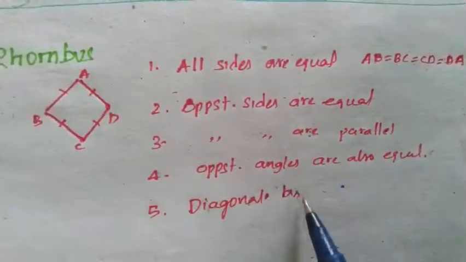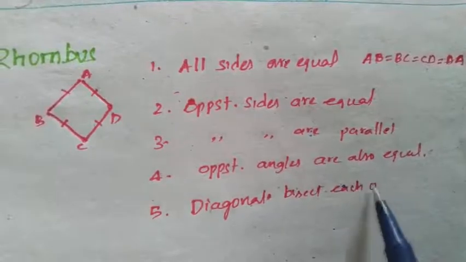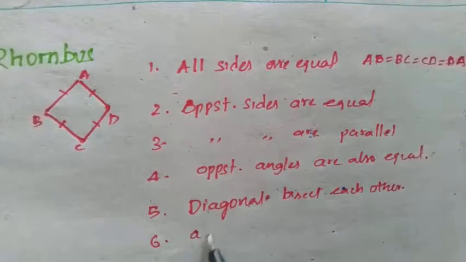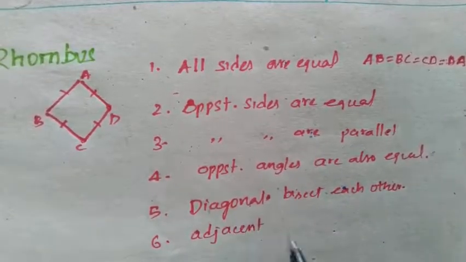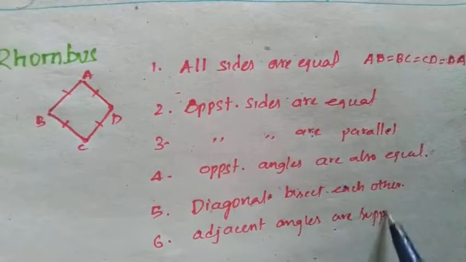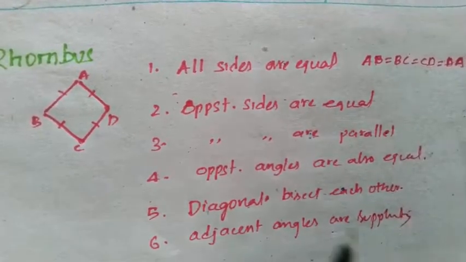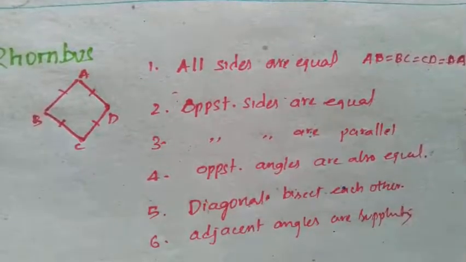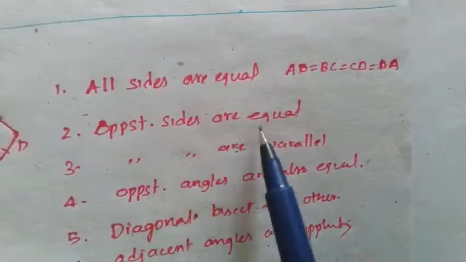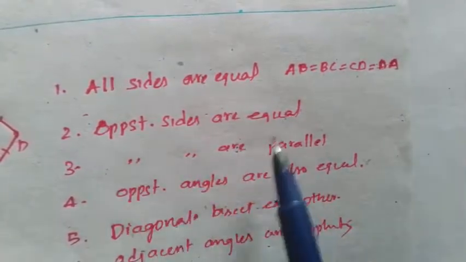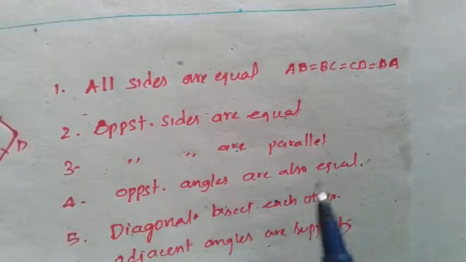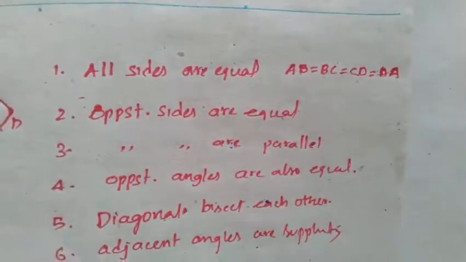Diagonals will bisect each other, and adjacent angles are supplementary. See, these many properties are there. If you take note of this, opposite sides are equal in rhombus as well as in parallelogram. Opposite sides are parallel, opposite angles are also equal, diagonals bisect each other, adjacent angles are supplementary.